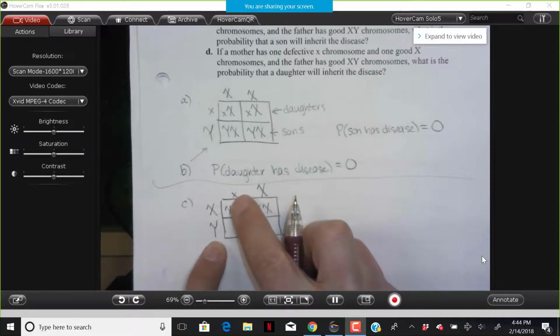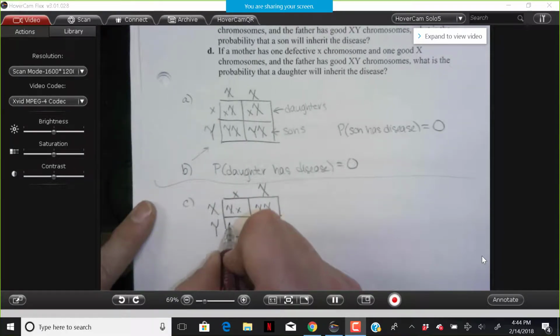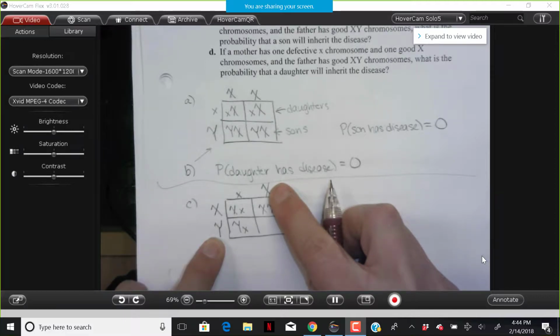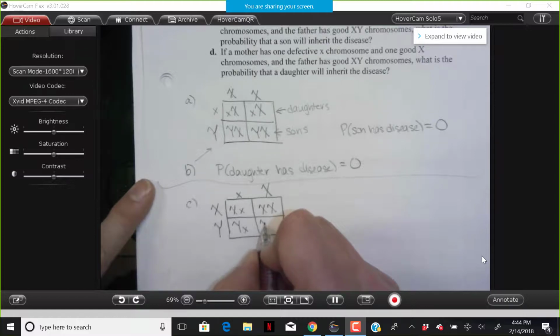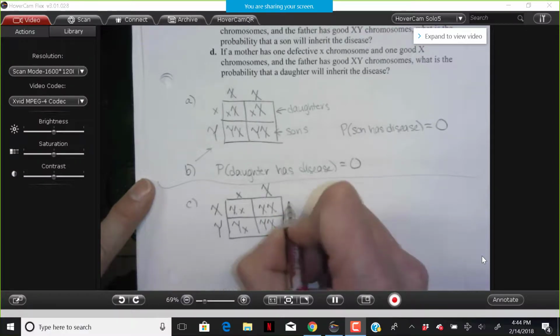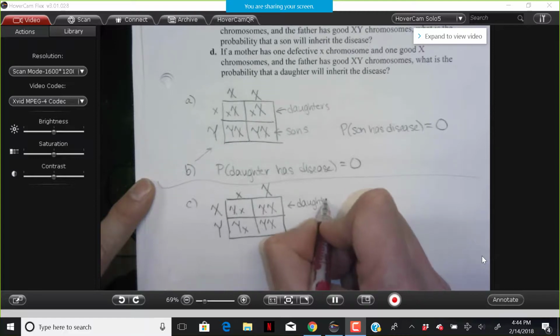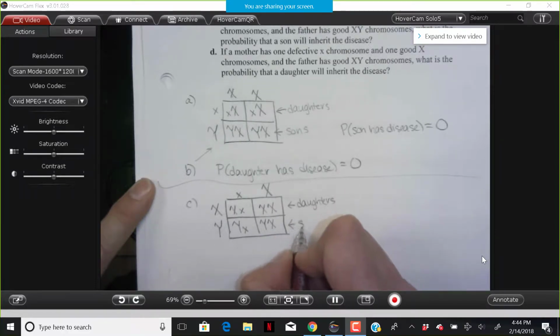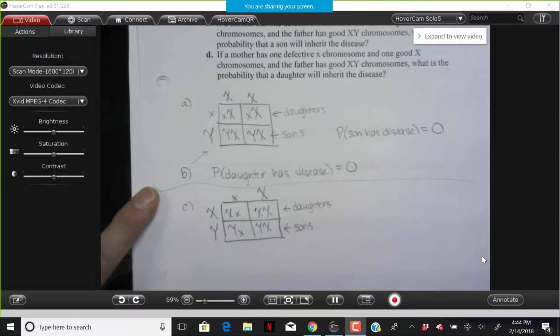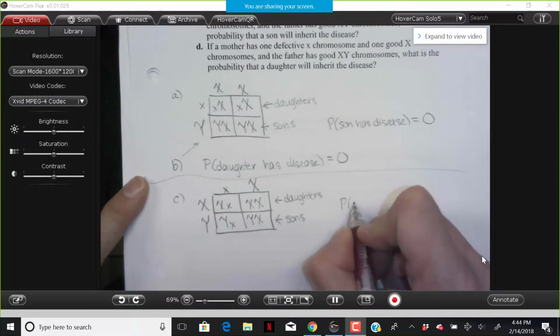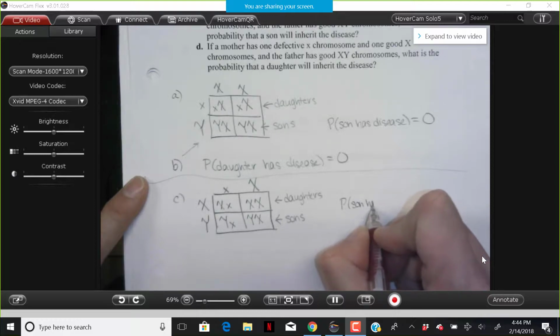And then here we have a Y and a little x, and then a Y and a big X. So these are daughters, top row, bottom row, sons. So, probability a son has the disease.